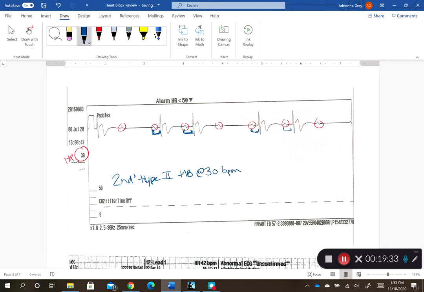Now, since this is second degree type 2, this is the only one where I have to put a conduction ratio. And since I have 2 P waves for one QRS here, 1 here, 2, and then 1, even though it's a pattern, it is a variable conduction ratio. So with variable conduction. And since this patient's only 30 beats per minute, I imagine that they're pretty sick.